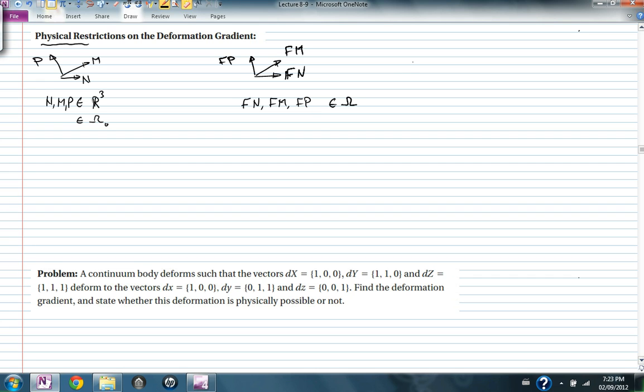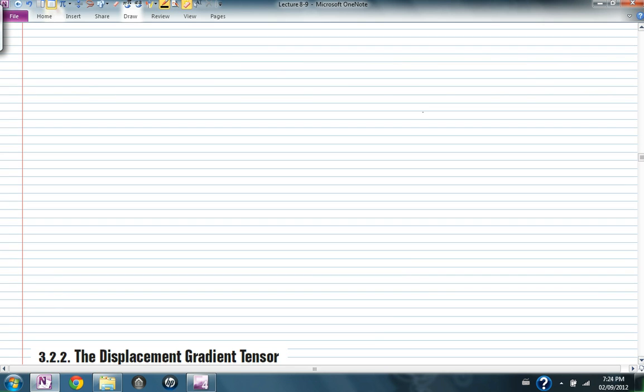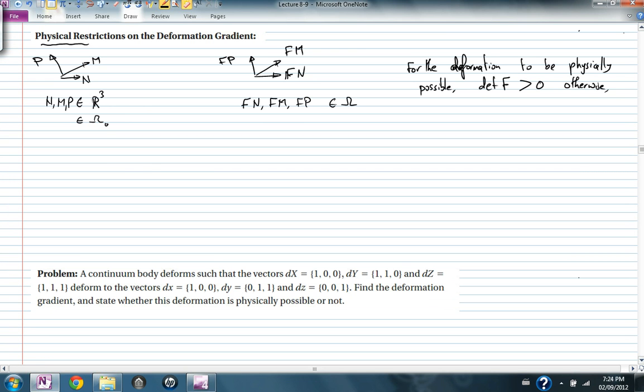For the material, or for the deformation to be physically possible, the determinant of F has to be greater than 0. Otherwise, the material will be squished and the local volume after deformation will be equal to 0.